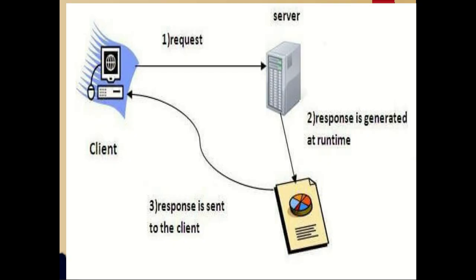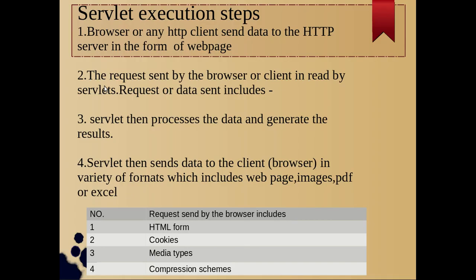So this is the working of a servlet, where the client is sending a request to the server. Now it's the work of the web server to respond to the user's request, and this response is generated at runtime. Then that response is finally sent to the client. So this is the basic use of how the servlet works. Then how does the servlet execute? There are steps for servlet execution.